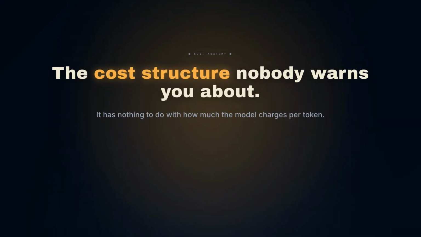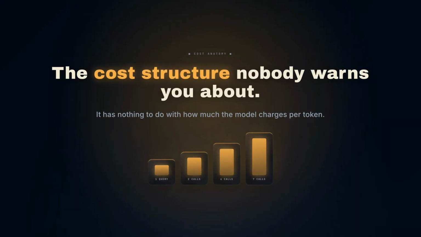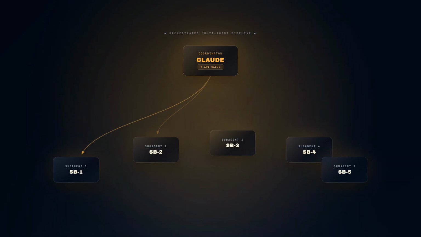Every multi-agent pipeline has a cost structure nobody warns you about, and it has nothing to do with how much the model charges per token. It has to do with how many times you pay for the same tokens. Here is what happens in a typical orchestrated pipeline. You have a coordinator, one Claude call to plan the work. It spawns 5 subagents. Each subagent makes its own API call.